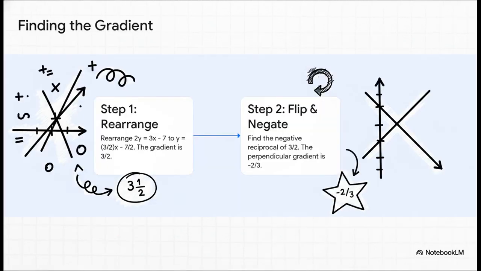Okay, let's put that into action. First, we need the gradient of our starting line, L. Its equation is 2y = 3x - 7. To find the gradient, we need it in that familiar y = mx + c form. So we've got to divide everything by 2. That gives us y = 3/2 x - 7/2. So our gradient m is 3/2. Now for the perpendicular bit, we flip 3/2 to get 2/3, and then we change the sign. Boom! Our new gradient is -2/3.